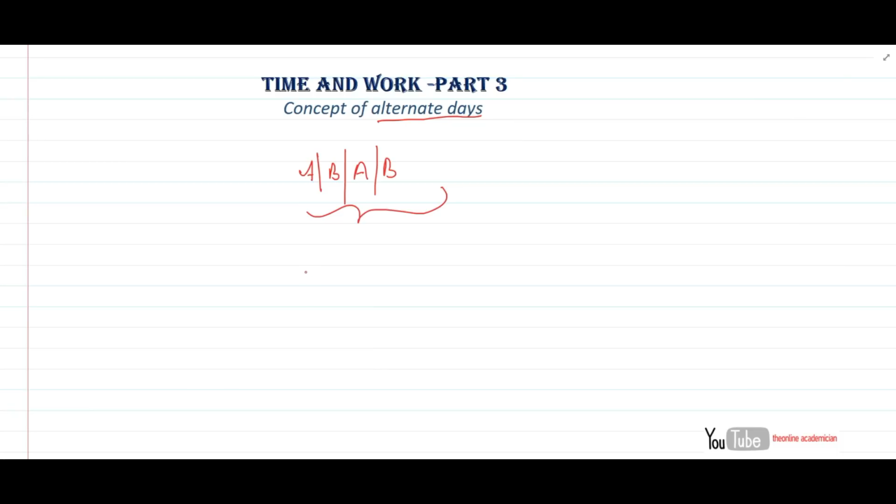Similarly, B can also start the work. Like B starts the work, then on another day A does the work, then on the third day B comes, and on the fourth day A comes. So this is called alternate days. So we will see the questions related to these types of problems.